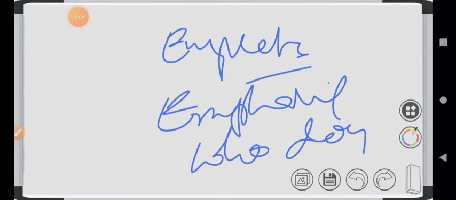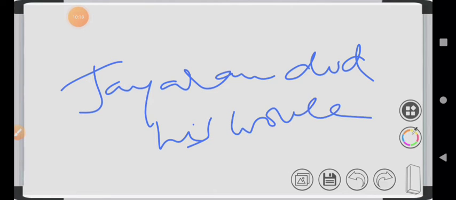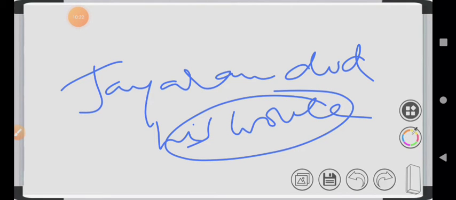For example, Jairam did his homework. Homework is an object. What did he do? Homework. Jairam did his homework.